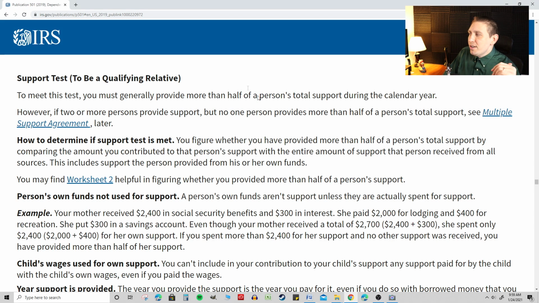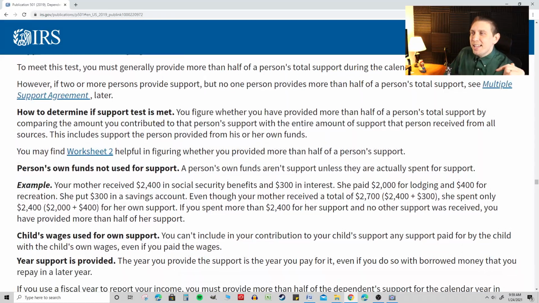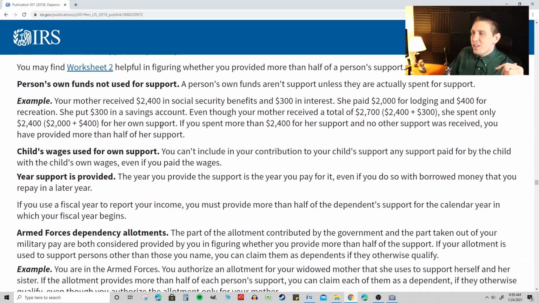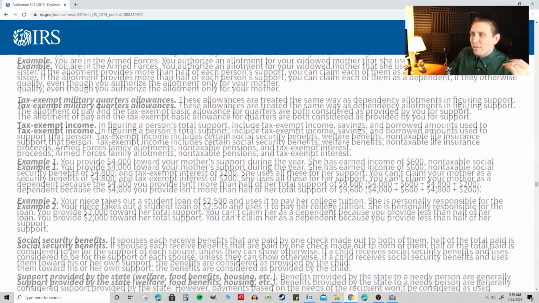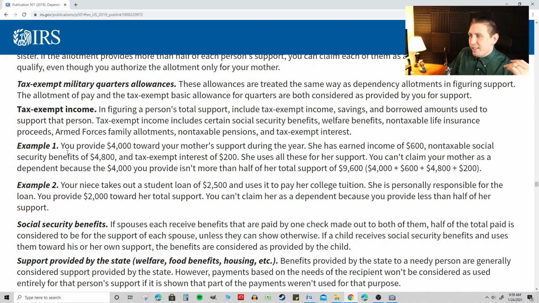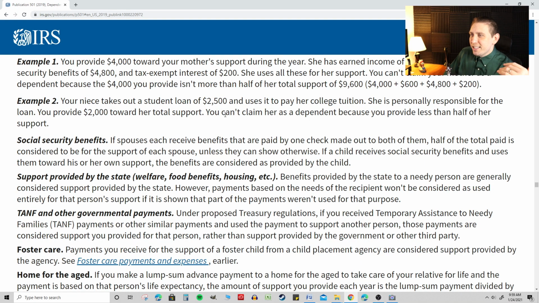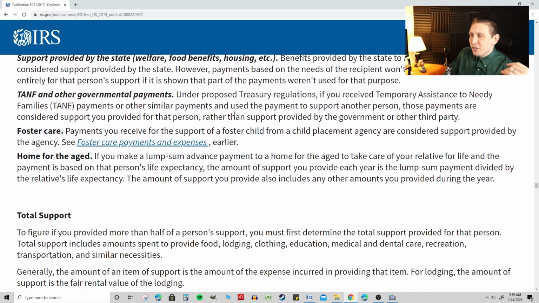The IRS Publication 501 has a couple different examples in here. It has a worksheet. If you go to their website, to that link I have at the front of this Word document, you can do Control F to search qualifying relative and then find this support test part of the website. And if you scroll down here, you're going to see some more examples, some more information. So here are some examples that you can look into further. It talks about the different types of income people have, foster care.